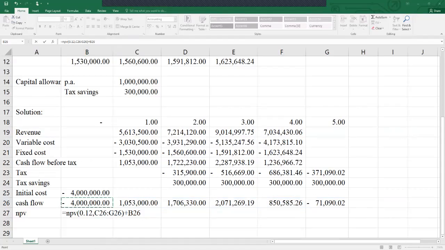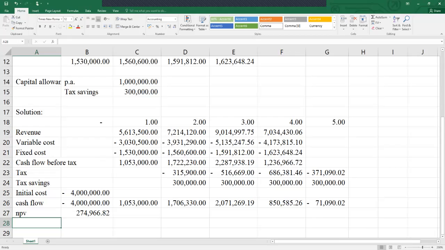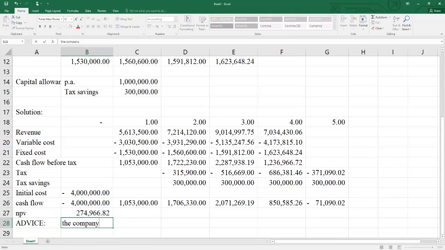And now I just press enter and I get my NPV. And there you advise the company. The company should invest in the construction project, since the NPV is equal to 274,960, which is positive. Simple as that.